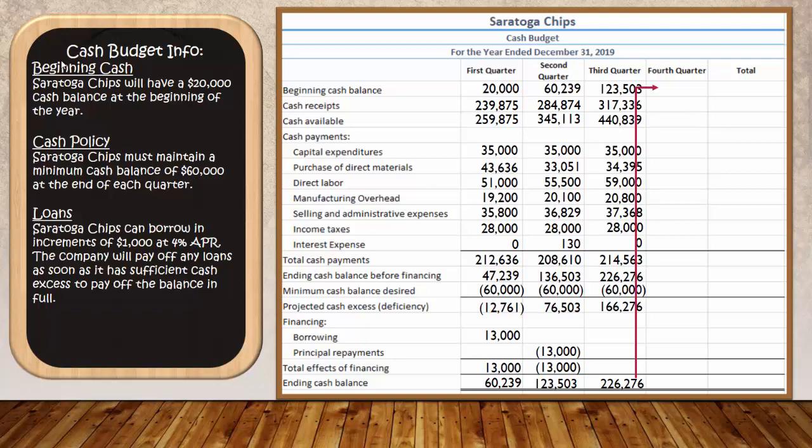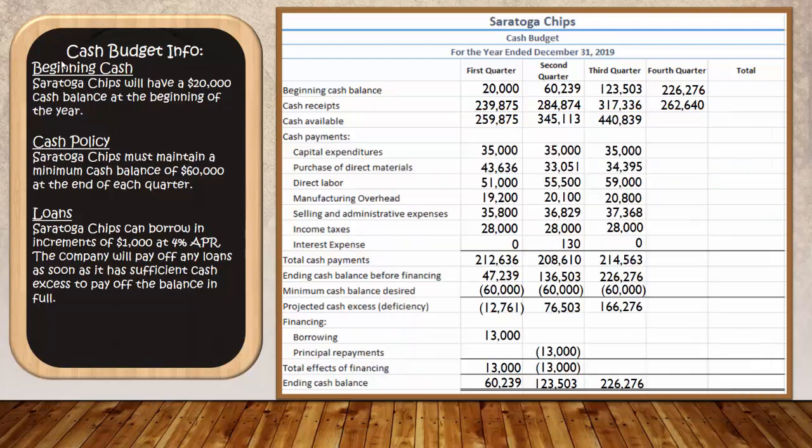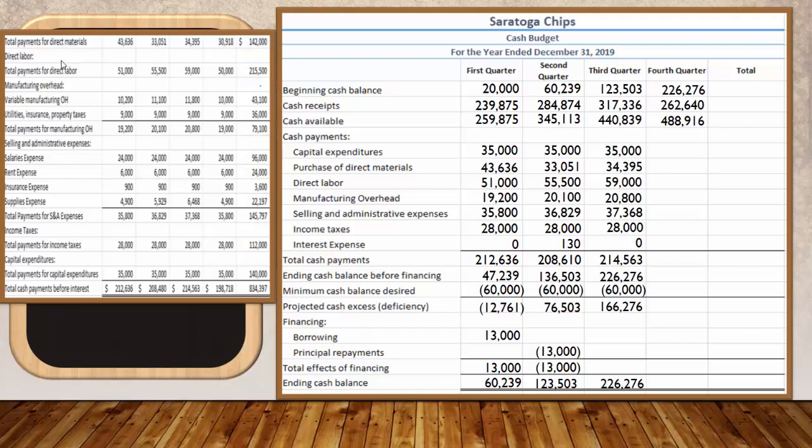That number that we had at the end of the third quarter is going to become our number at the beginning of the fourth quarter. So we bring over our $226,276. We add to that our cash receipts from the fourth quarter of $262,640, and that becomes a total amount of cash available equal to the sum of those two numbers, or $488,916. For our cash payments, we one more time go to our schedule of cash payments.